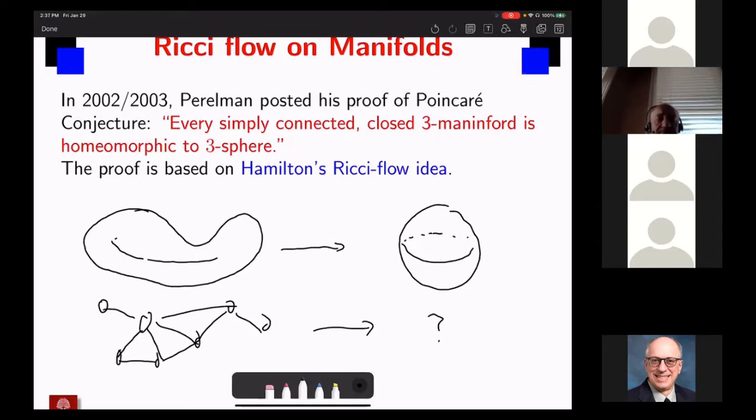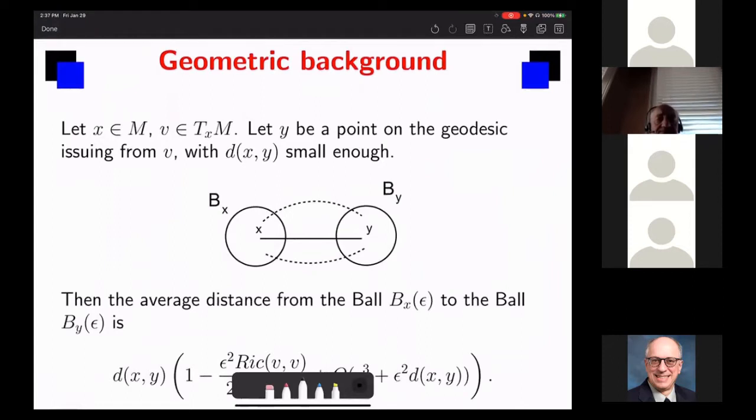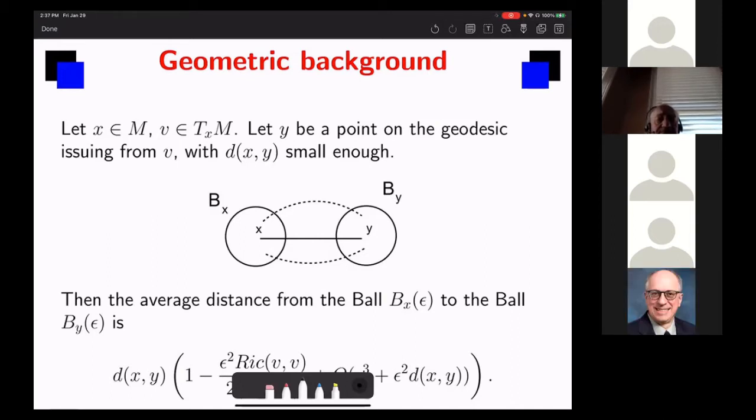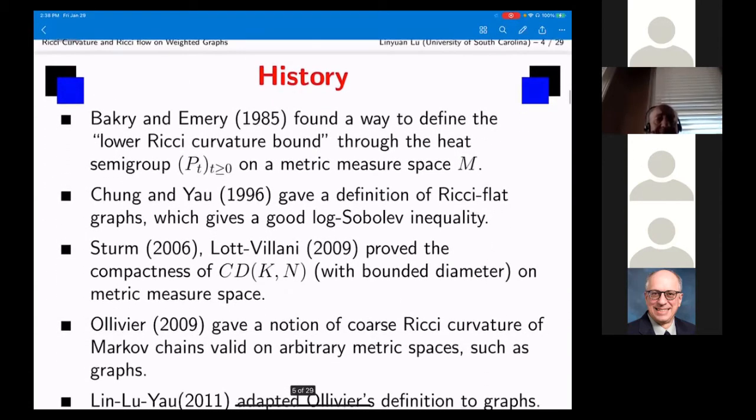Okay, so let me give you some background on the Ricci curvature on graphs. Let M be a manifold, X is a point, Y is another point, and V is a vector in the tangent bundle. Suppose I have two balls, BX and BY, centered at X and Y with radius epsilon. And I want to move the mass from the ball BX to BY. What is the average distance between the balls BX and BY? That can be computed. It is approximately d(X,Y), the center distance between X and Y, with some additional terms where the Ricci curvature and the dimension appear. This indicates that this idea can be used to define the Ricci curvature on graphs. There are many variations of the curvatures.